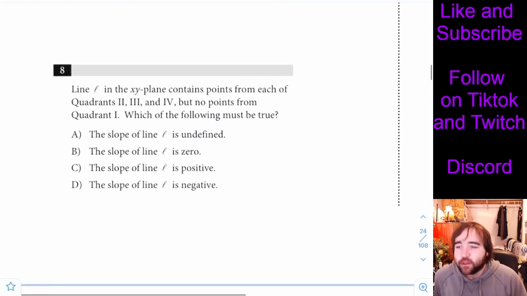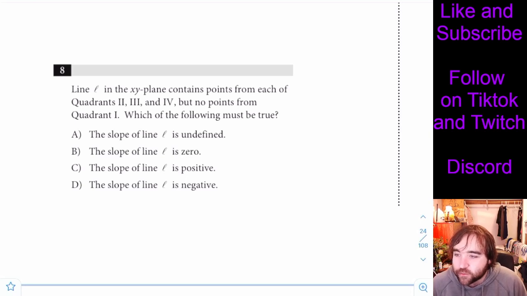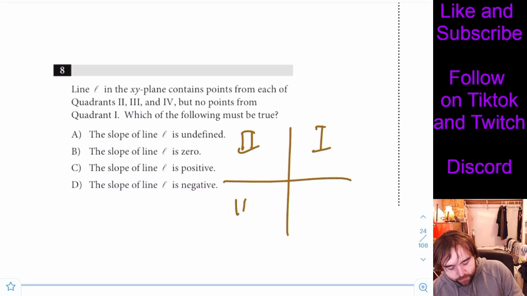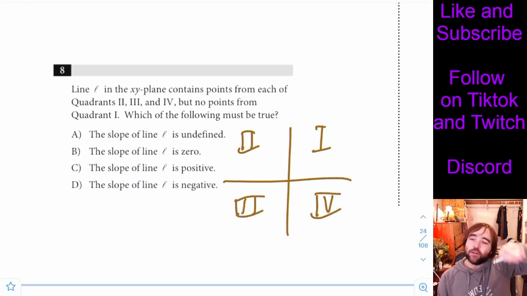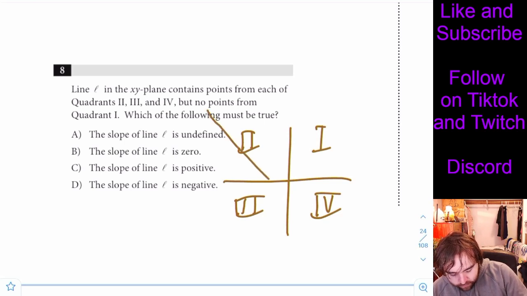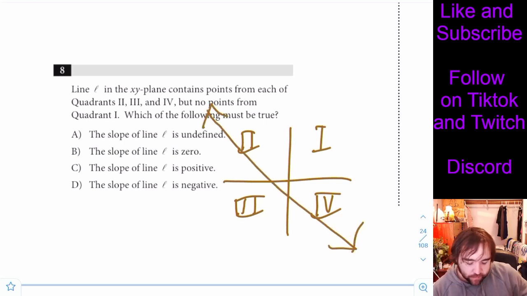All right, the next one. This line contains points from quadrants 2, 3, and 4, but no points from quadrant 1. Which of the following must be true? So let's just sketch it out. You've got to know the quadrants, but that's quadrant 1, and then it goes around this way because it's like the angles. When you talk about angles, you go around that way. And so it says it's got 2, 3, and 4. So basically, if it's a line that's going through 2, 3, and 4, it's going to have to look something like that, right? There's no other way for it to go through all of those and still avoid quadrant 1.